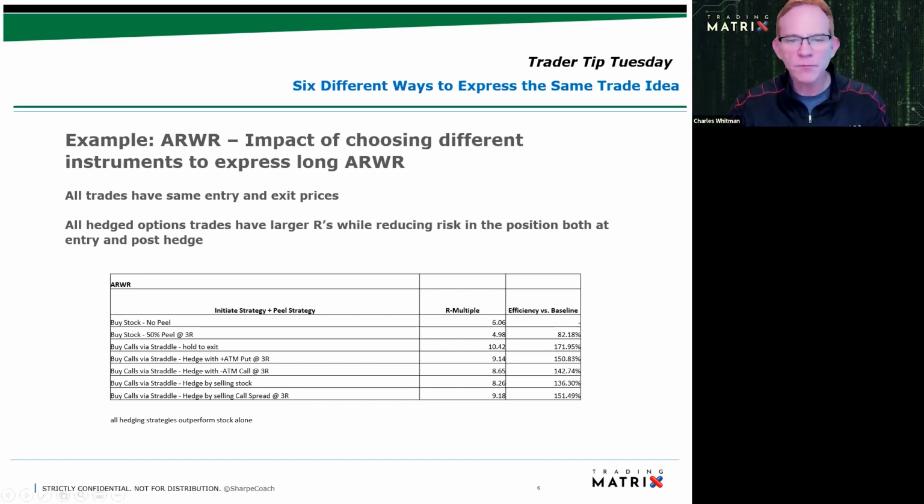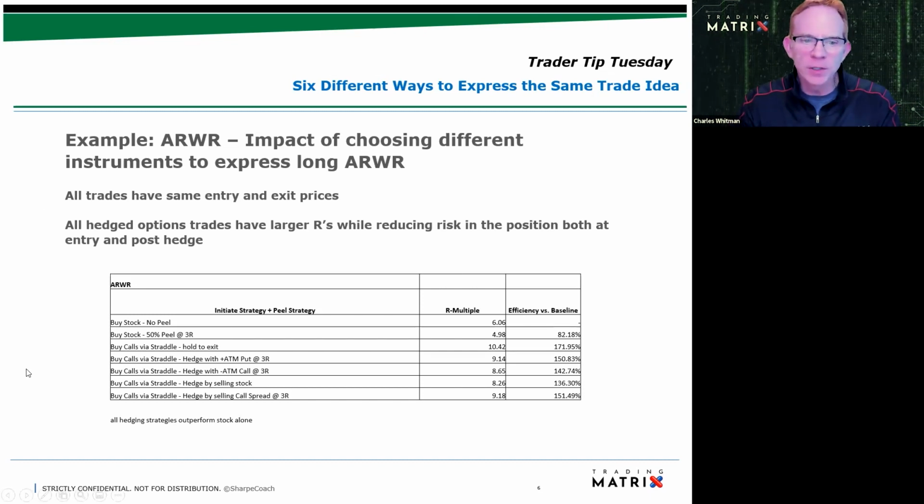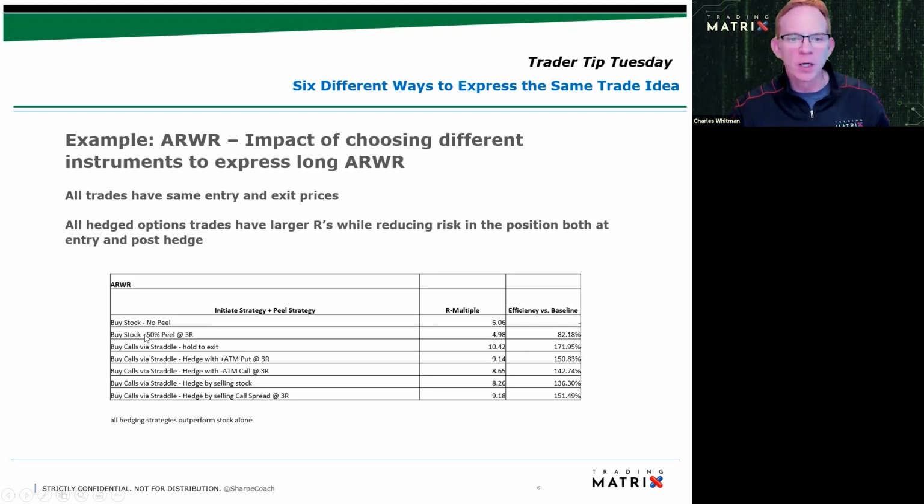So we could buy ARWR, buy the stock and sell it when we get the exit signal. And we make 6R. This is a great trade. We could buy ARWR and sell half of it when it's up 3R and carry the rest till we get an exit. This gives us a 4.98R.